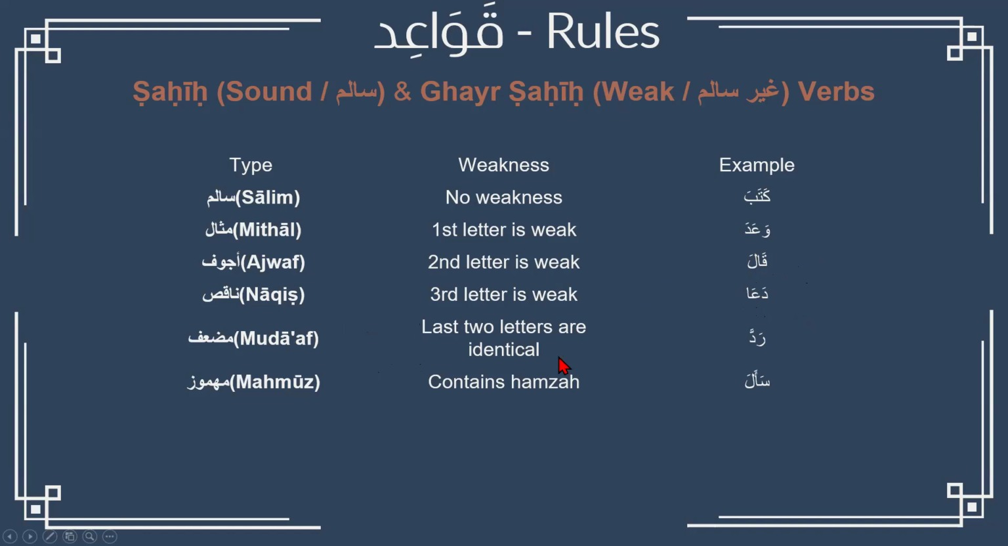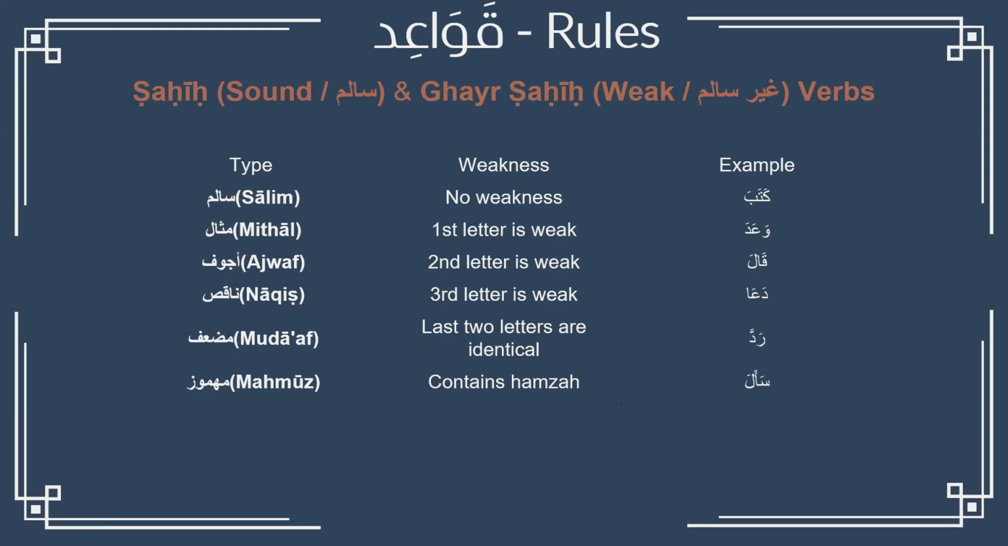I gave you this example in the beginning. Radda, right? Radda, ayya, all of these examples are examples of mud'af, meaning they're also weak. And then mahmuz contains hamza, sa'ala, because you have a hamza in the second one. So whenever you have the hamza as part of your verb, it is also called ghair salim or weak letters, right? So all of those are examples of ghair salim or weak letters.